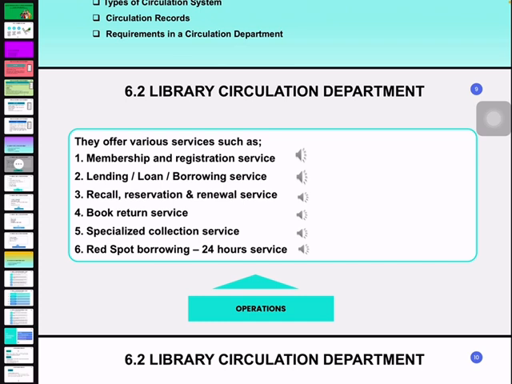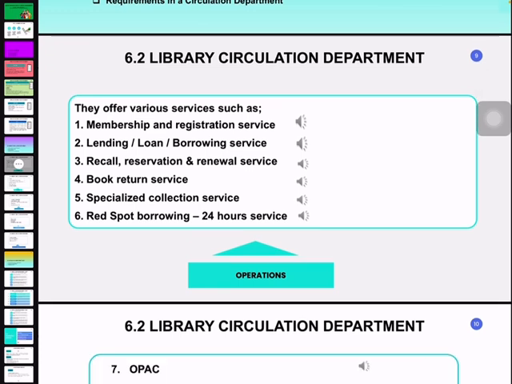Okay, then Redspot borrowing, which is a 24-hour service. Ni selalunya kalau contoh lah, kalau misalnya buku lain, user boleh pinjam for 2 weeks or maybe a month. But for the Redspot, they are allowed to borrow within 24 hours.